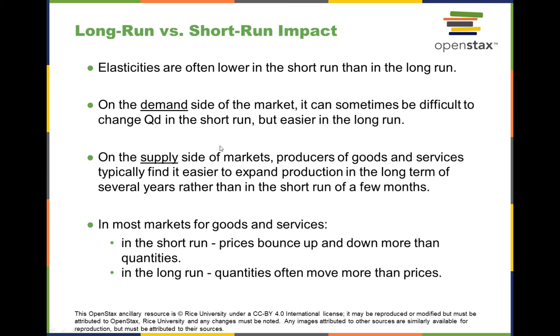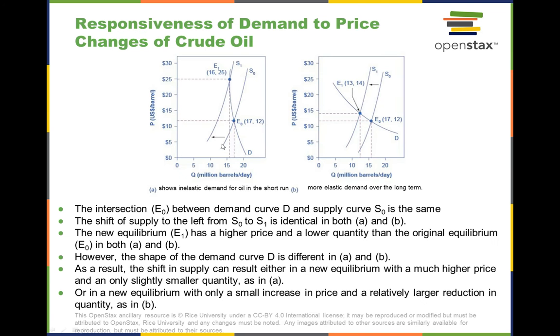On the demand side of the market, it can sometimes be difficult to change quantity demanded in the short run, but easier in the long run. And on the supply side, producers of goods and services typically find it easier to expand production in the long term of several years rather than the short run of a few months. Because even if it's a product that you can keep pumping out over and over again, if you need more assembly lines or more factories, that's going to take time. In most markets for goods and services, in the short run, prices bounce up and down more than quantities. In the long run, quantities often change more than prices.